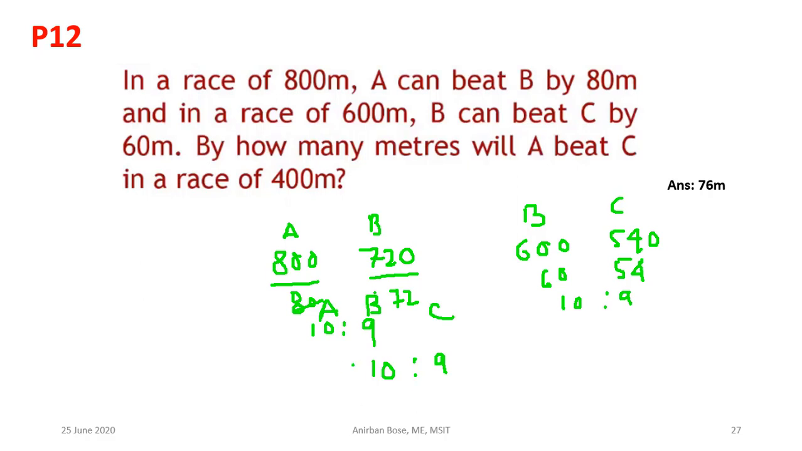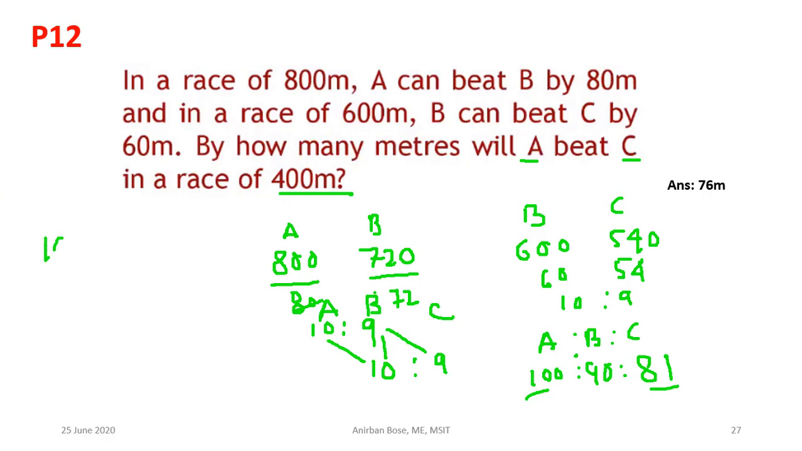So what is the ratio of A is to B is to C? Just simply multiply this and multiply this. So the ratio of A is to B is to C will be 100:90, 9 into 10 is 90, and 9 into 9 is 81. So what is the ratio of speed of A and C? That is 100:81. We have to compare A and C. The question is, in a 400 meter race, A beats C by how much? Here we have observed that when A is 100, C will be 81, right?